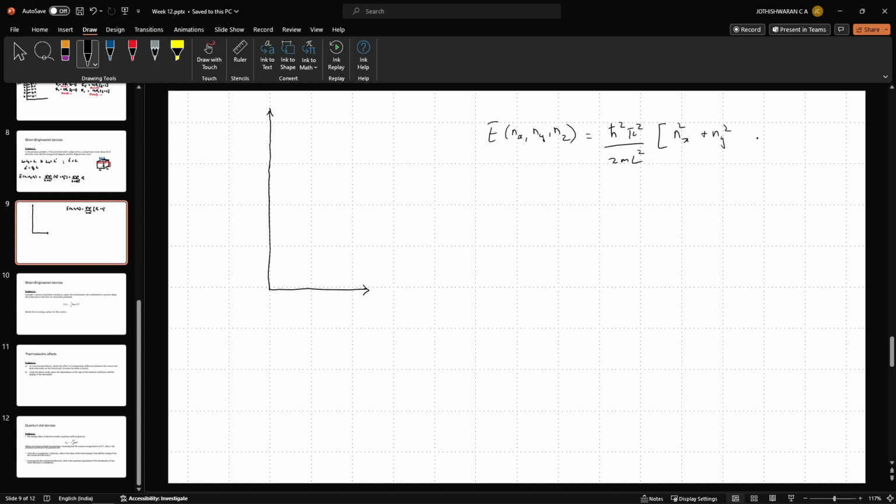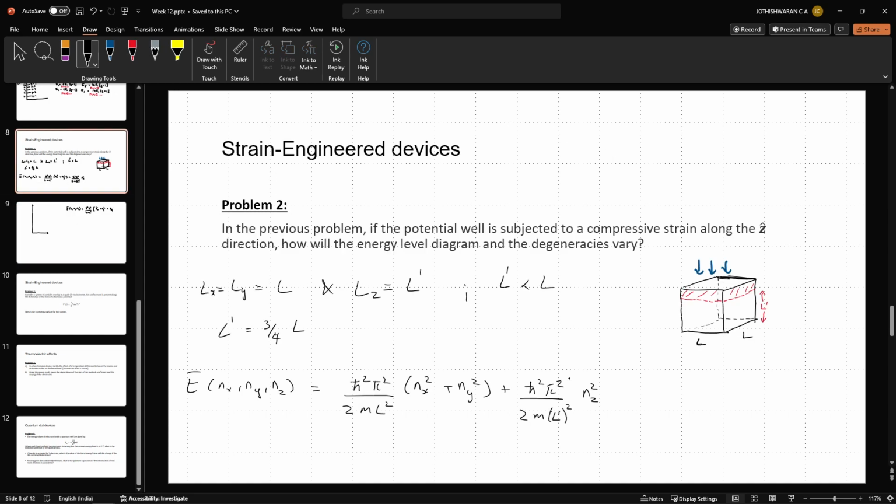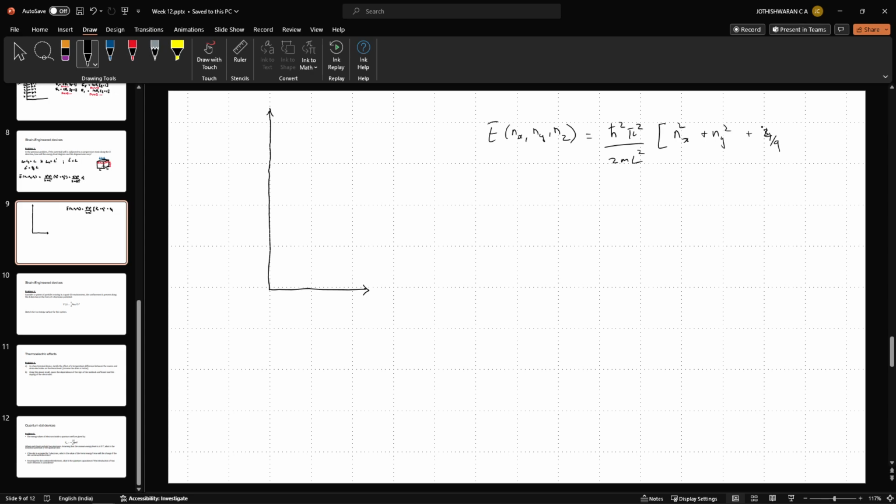The 9 by 16 factor can now be absorbed here, plus 4 by 3. So there will be a 9 by 16 factor in the denominator here. It will become 16 by 9 when it comes out. So 4, not 4 by 9, 4 by 3. So it's 4 times nz by 3, whole squared.